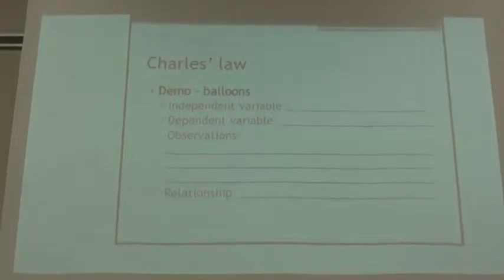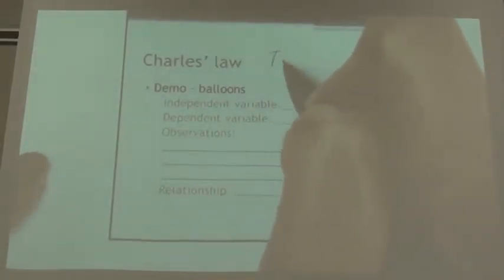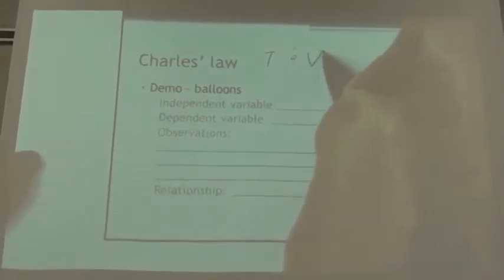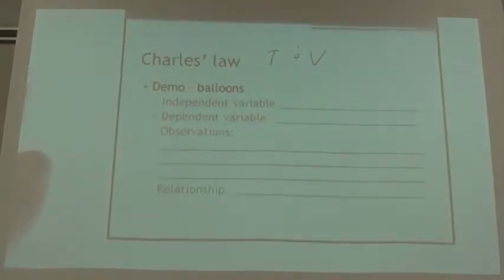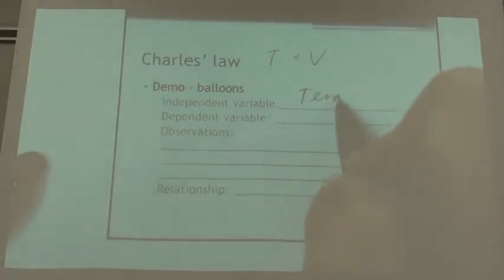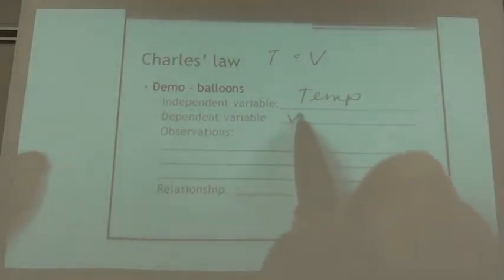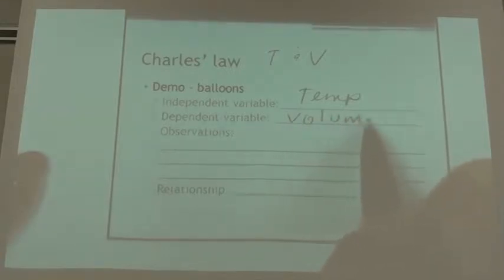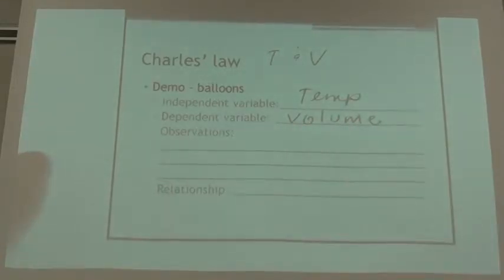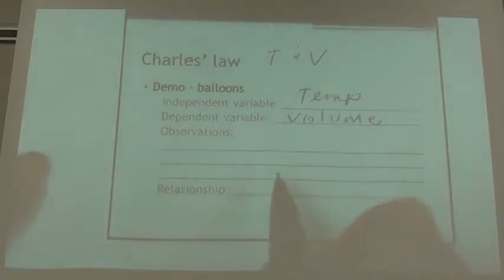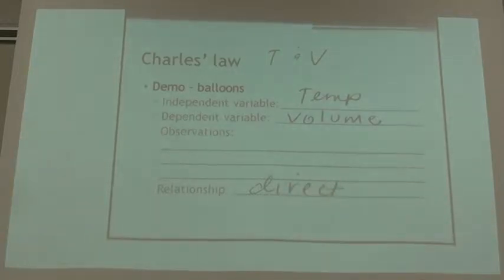Charles's law, we saw temperature and volume. The independent variable that we changed was the temperature. The dependent variable, the thing that responded, was the volume. I don't know about you, but I noticed that when the temperature increased, the volume of the gas inside also increased. That is a direct relationship.